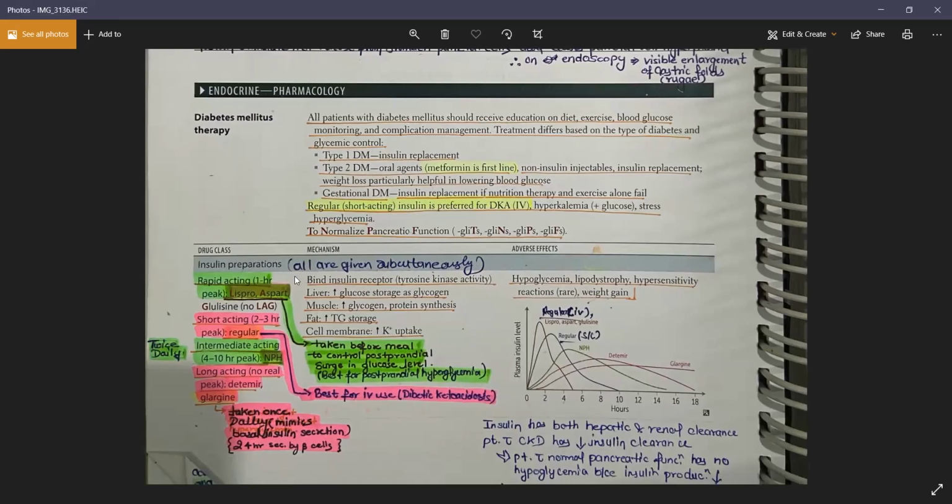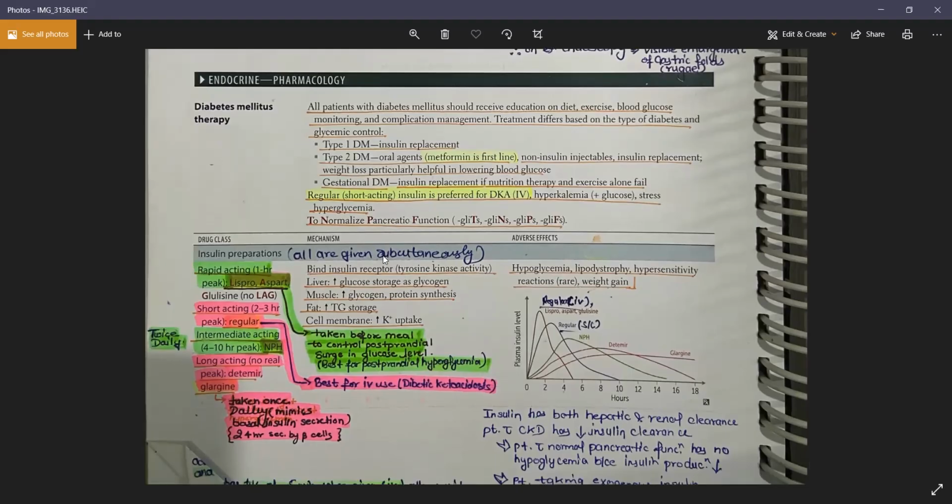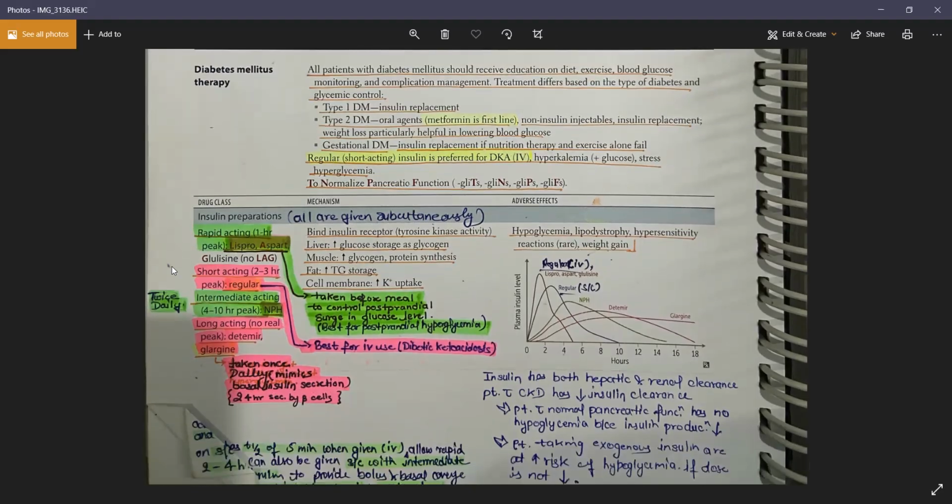Okay, now let's discuss the insulin preparations. All of the insulin preparations are given subcutaneously. First thing, you need to remember the time of action of these agents.